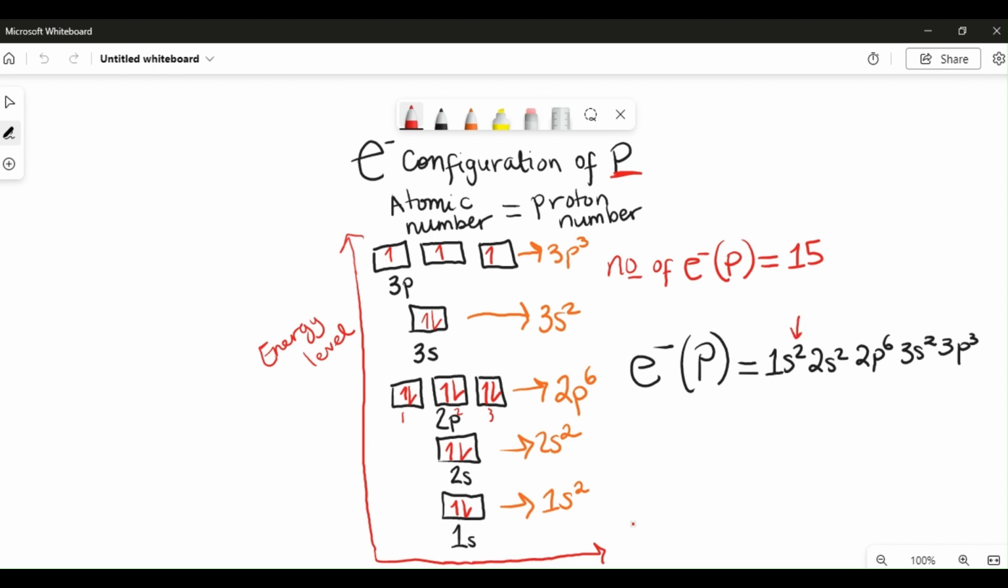One thing you have to do in order to make sure your answer is correct is to add up every single electron up top. It must all add up to 15. So 2 plus 2 is 4, 4 plus 6 is 10, 10 plus 2 is 12, 12 plus 3 is 15. So the order is written properly, and you must make sure you count and see that the number of electrons matches what we initially determined it to be, which is 15. Hence our work is correct.